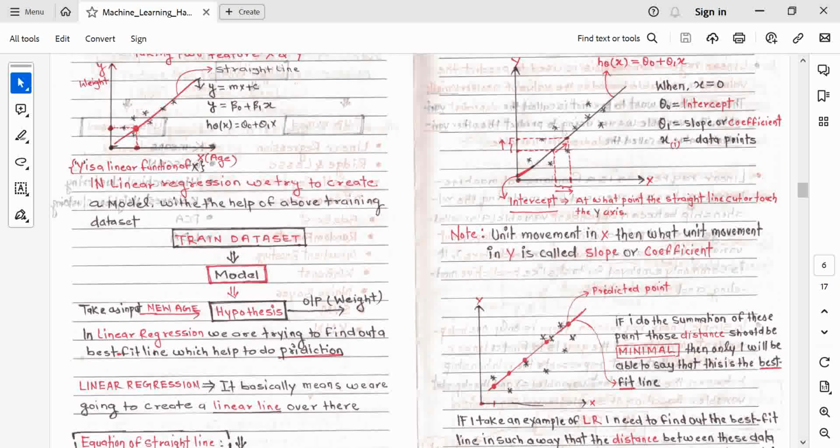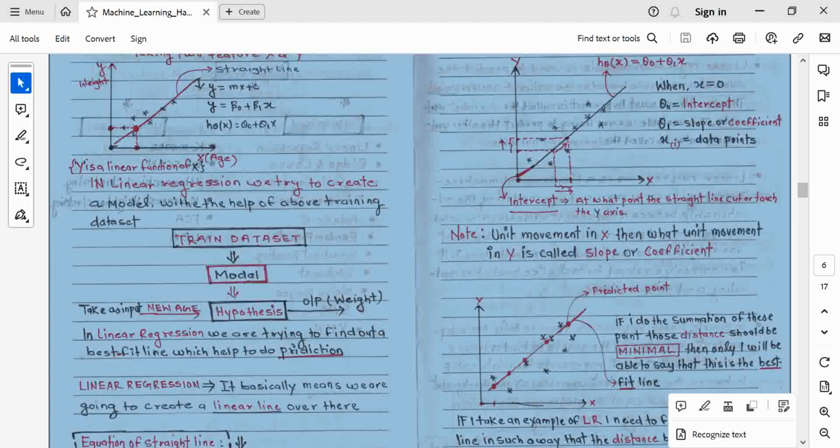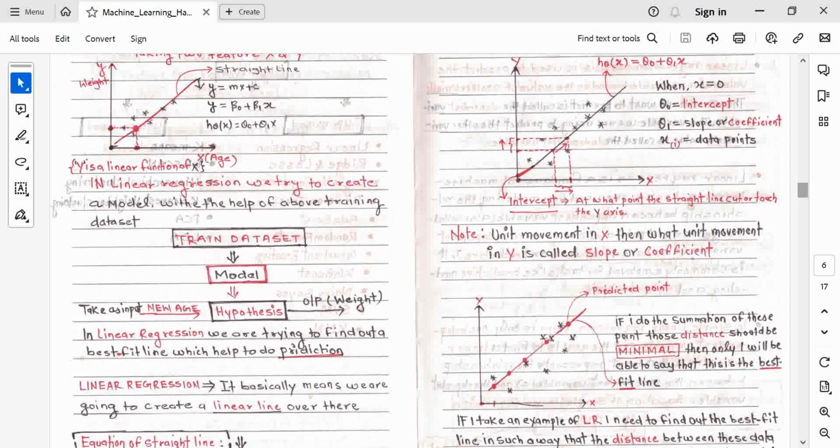Intercept, I have discussed all the terminology over here. At what point does the straight line cut or touch the y-axis? Intercept means the point at which the line cuts the y-axis is known as the intercept.